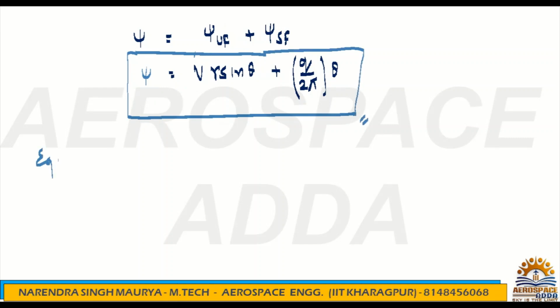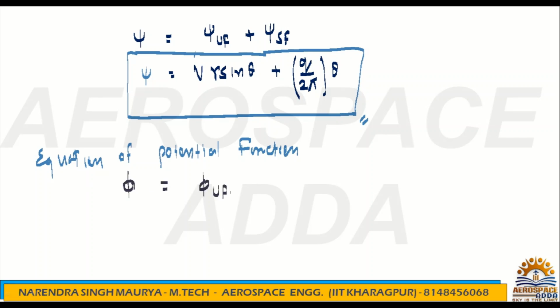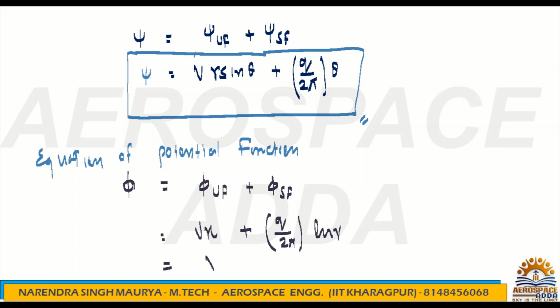So what is the equation of potential function? You can write phi is equal to phi of uniform flow plus phi of source flow. Phi of uniform flow, if you remember, was Vx, and phi of source flow, if you remember, was q by 2 pi ln r. All this I have derived. V into x, which I have just converted into polar form, r cos theta, plus q by 2 pi ln r. This is nothing but phi. That is the potential function for the Rankine half body.